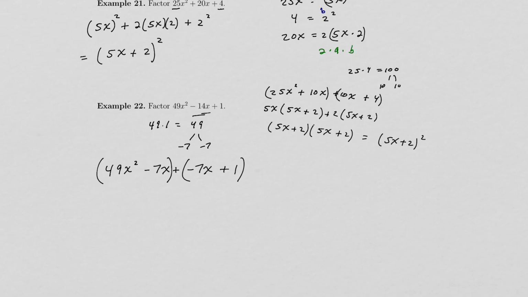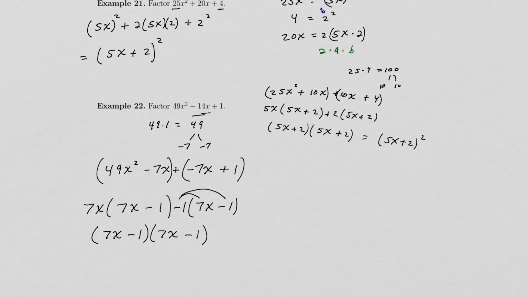So what's the largest thing I can take out of the first term? Well, I can take out a 7x, and I'm left with a 7x minus 1. And then what's the largest thing I can take out of the second one? I would ideally want to be left with a 7x minus 1. Well, notice you can get that if you factor out a negative 1, right? Because then if I multiply this back in, negative 1 times 7x will give me negative 7x. Negative 1 times negative 1 will give me positive 1. So notice this 7x minus 1 is common, so I'll pull it all the way out front. And I'm left with also 7x minus 1. Well, this is really 7x minus 1 squared.